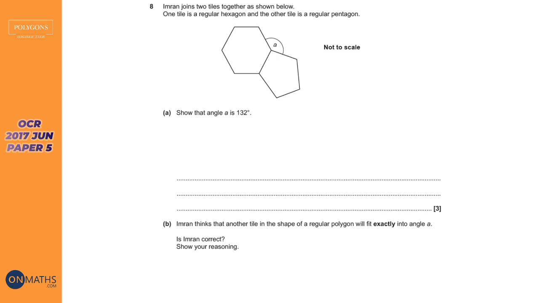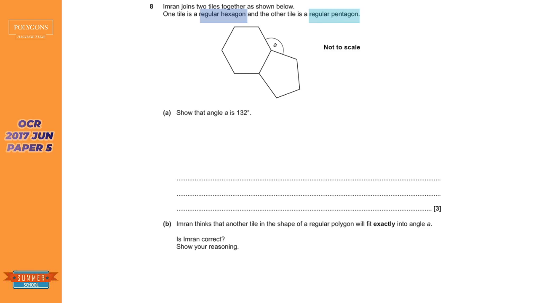Next we move on to our OCR offering, and we've got two tiles together. One tile, let's just highlight it, is a regular hexagon, and the other tile is a regular pentagon. So we've got two different shapes there. Show that angle A is 132. So again, two ways of doing this. We could work out the interior angles and do it that way, or we could work out, which we're going to do, just the exterior angles, which is going to be way easier.